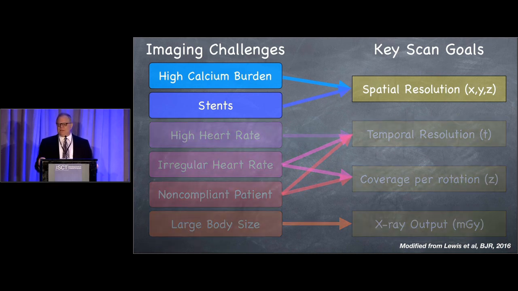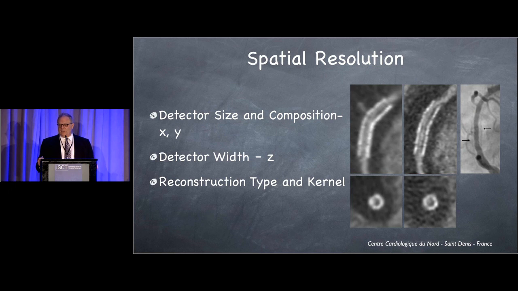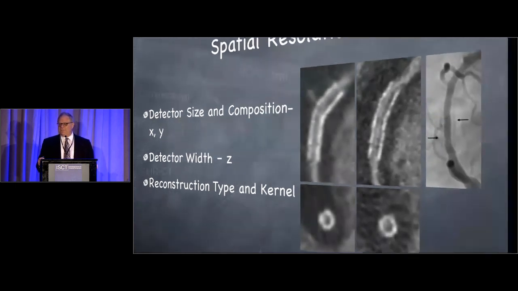So with respect to spatial resolution, what we know is that the detector size and composition, as well as the detector width, reconstruction type, and kernel makes a difference. Here you can see some images from France showing two different systems, one a high-resolution system and the other a conventional system, where we see greater clarity of the stent and the in-stent stenosis, the neointimal hyperplasia. And here is the reference standard of angiography.